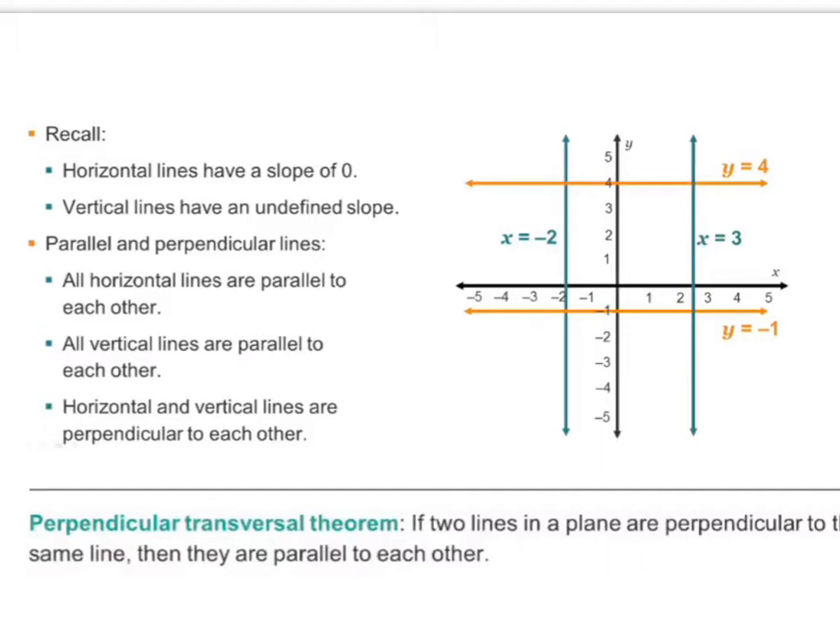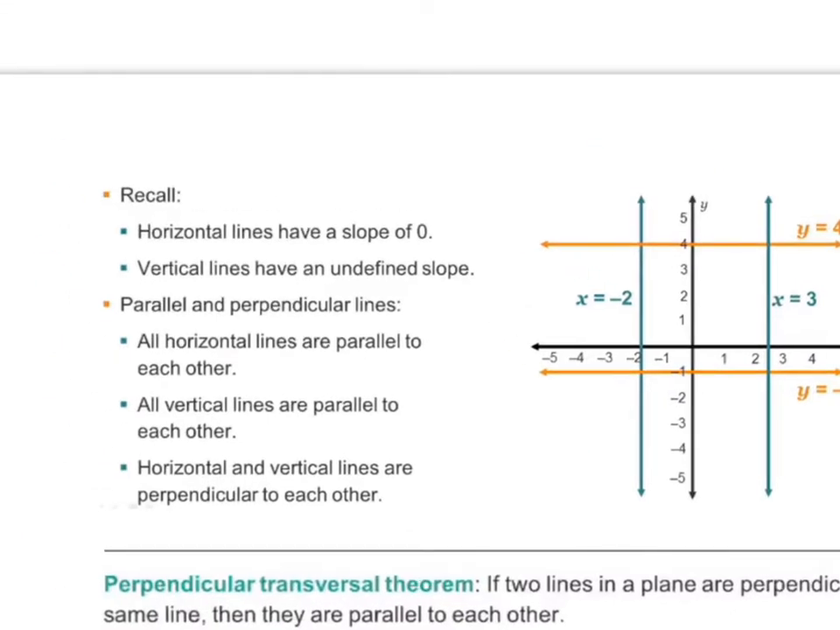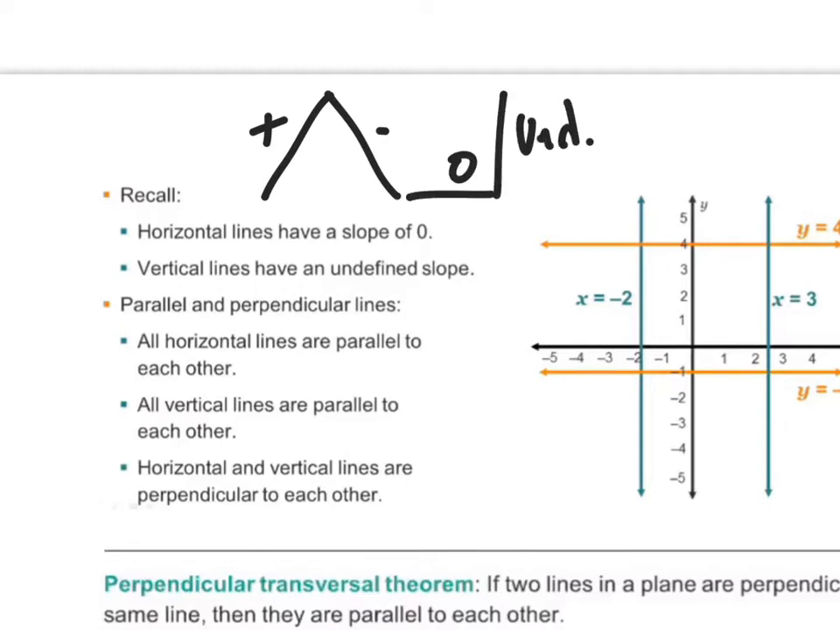But what we also know is that these lines here are perpendicular to each other, okay? And remember, this all stems from the idea of a positive slope, a negative slope, a 0 slope, and an undefined slope. If it's going horizontal, which means the horizon line, then the slope is 0, but if it's going up and down, then it's undefined, okay?